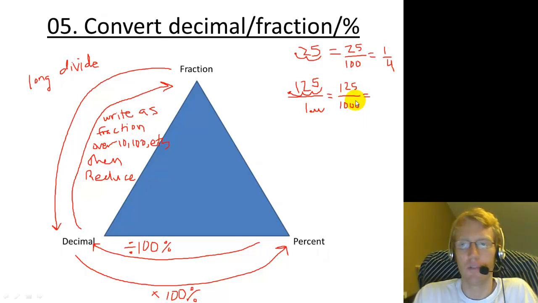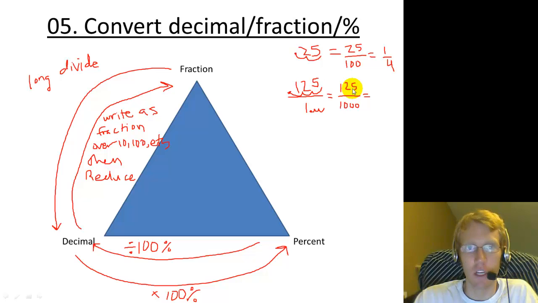So the way in which you reduce this fraction, that's a whole different lesson, I suppose, but you've got to find some number that divides evenly into both of these. So for example, you can see that 5 goes equally into both of them. And if you keep reducing and reducing and reducing, you will eventually see that this is equal to 1/8.